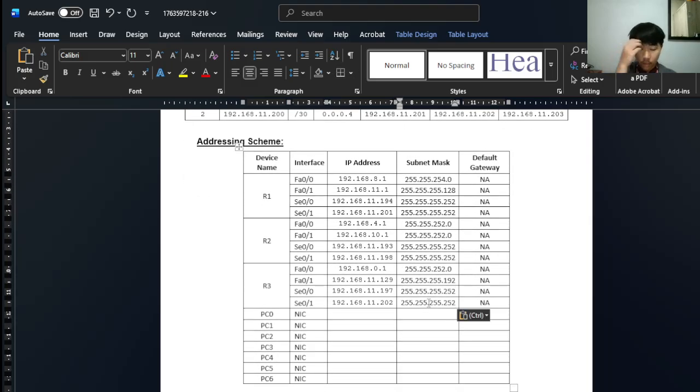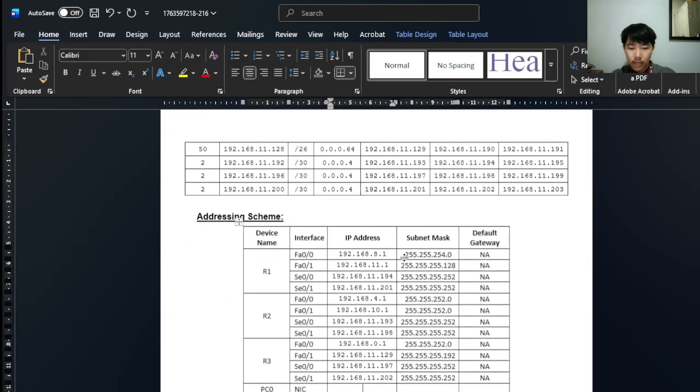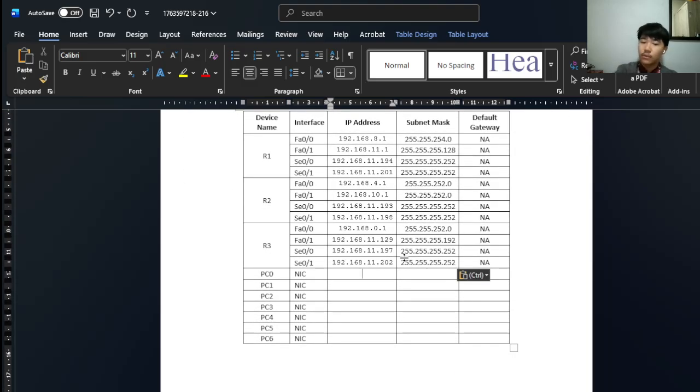So since we're already done with our routers, let's now proceed on our PCs. So for here, we don't have PC0, so NA. Let's put NA, NA, since there's no PC0. NA.